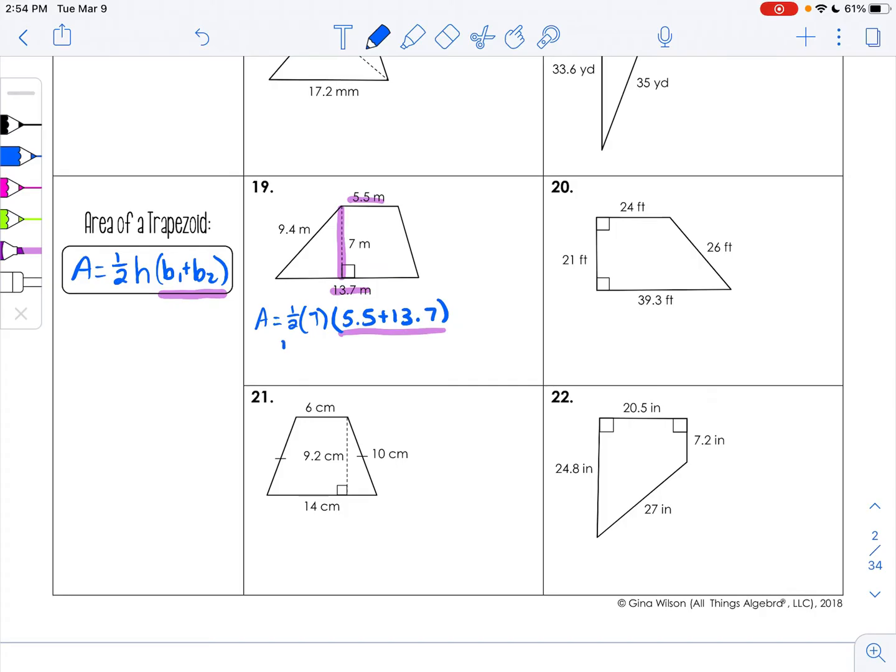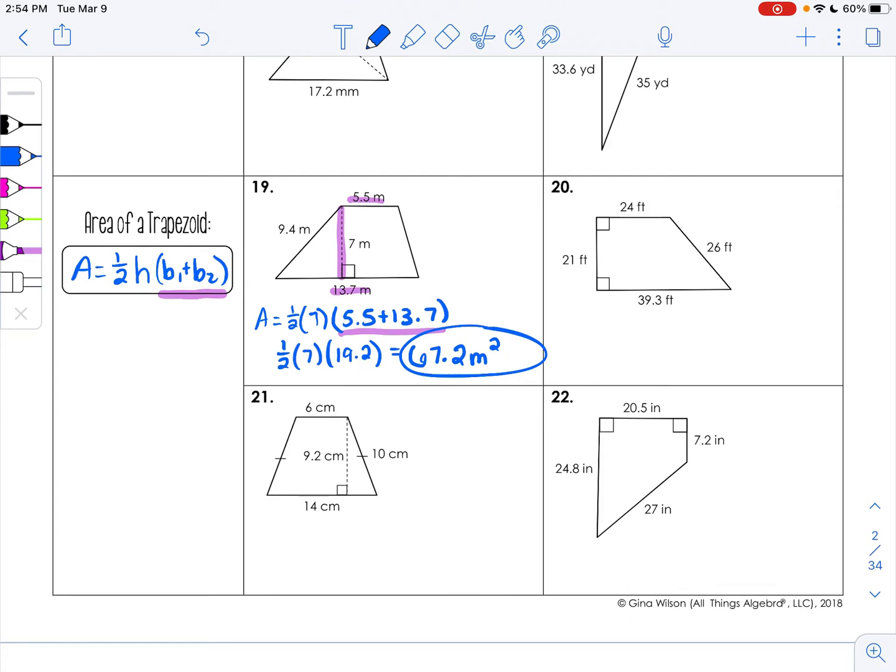So that would be 1/2 times 7 times, and then in our calculators we can type 5.5 plus 13.7, and that's 19.2. And then we can multiply all 3. So 1/2 times 7 times 19.2. And we get 67.2 meters squared. So we're still talking about area, so we want to use that unit squared.